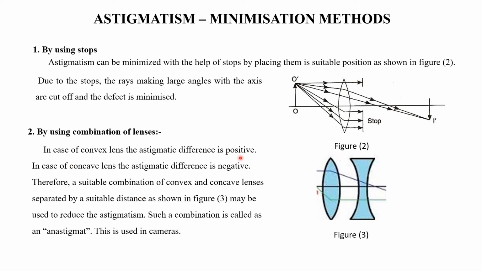Now the second method is by using a combination of convex lenses. In case of a convex lens, the astigmatic difference is positive, and in case of a concave lens, the astigmatic difference is negative. Therefore, a suitable combination of convex and concave lenses separated by a suitable distance, here this is the convex lens and this is the concave lens, may be used to reduce the astigmatism. Such a combination is called an astigmat. Mostly these astigmats are used in cameras. So of these two minimization methods, mostly the combination of lenses method is preferable.